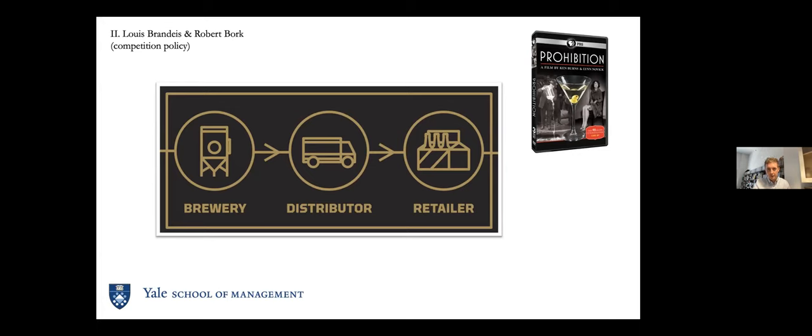diffuse this power structure. If you brew and you distribute and you retail, you have to be three different things. You cannot be fully vertically integrated. And even on the distribution side, we carved up America into these little markets.